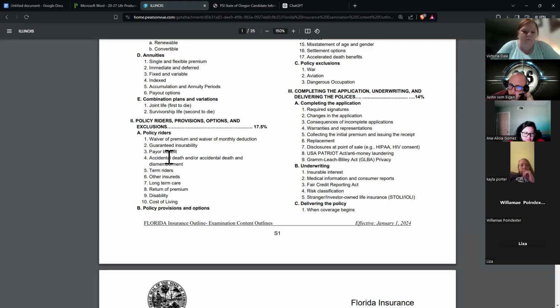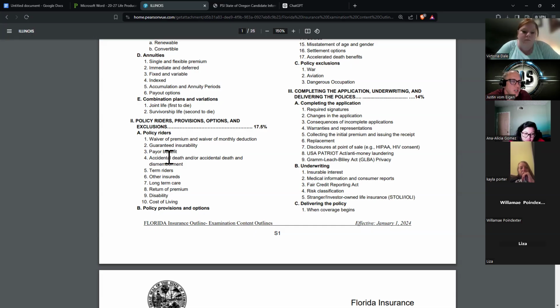Long-term care insurance. A long-term care rider is to help cover the cost of long-term care, so nursing homes, stuff like that. It may take from the death benefit, it may not. It's a rider that says, hey, we're going to pay out a benefit or use a portion of the death benefit to help cover your long-term care costs. Long-term care is super expensive for insurance.